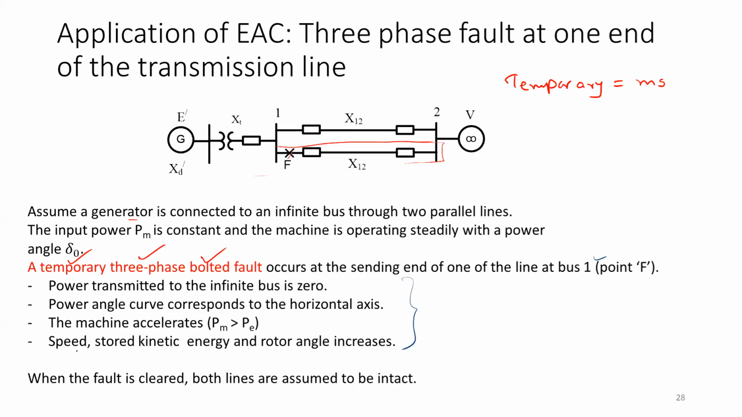The machine accelerates, and we'll see how speed, stored kinetic energy, and rotor angle increase. All these things we will explain with the help of the equal area criteria.